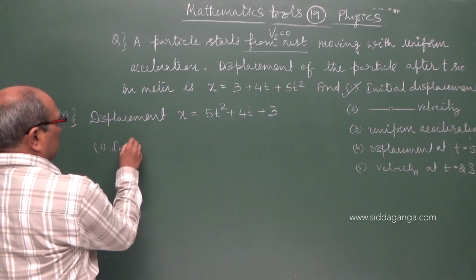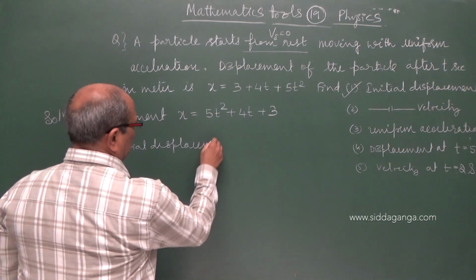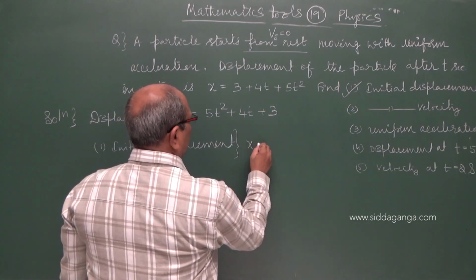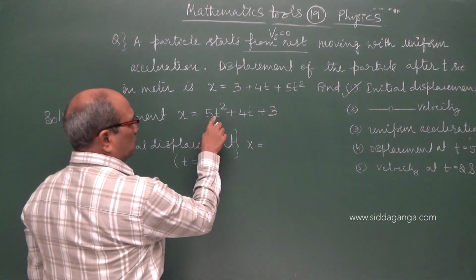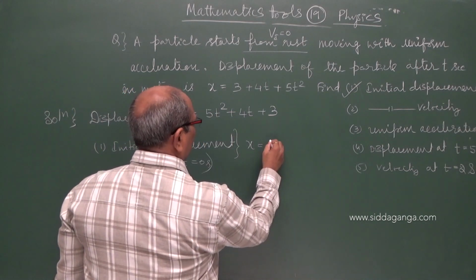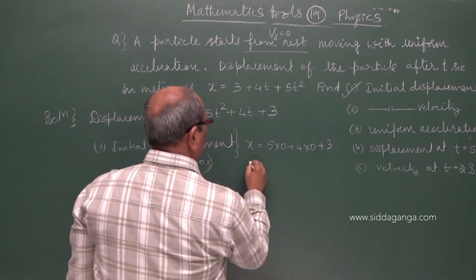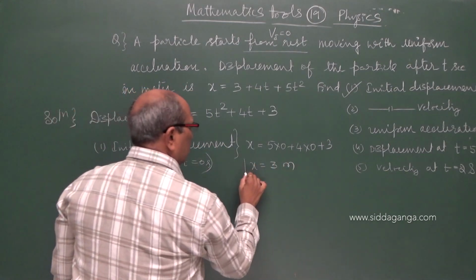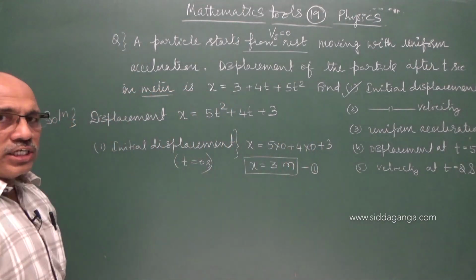First, case 1: what is the initial displacement? This means t equal to 0. You put t equal to 0. What is x? 5 into 0 plus 4 into 0 plus 3, so x equals 3 meters. Already the given x is in meters. Therefore, the first answer is 3 meters, the initial displacement.